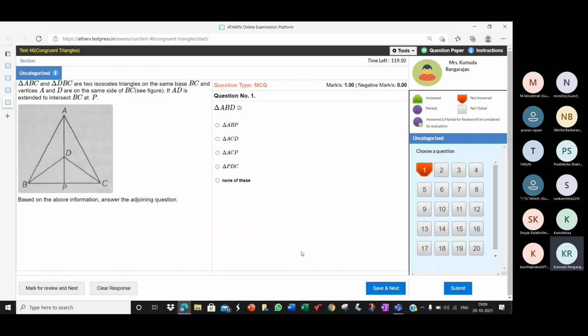So in the figure, triangle ABC and triangle DBC. As I'm reading, look into the figure. ABC and DBC are two isosceles triangles. ABC is an isosceles triangle. DBC is an isosceles triangle on the same base BC. So now in triangle ABC, which are the equal sides?